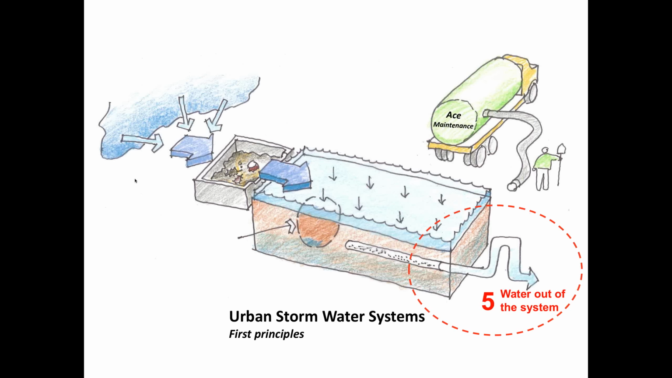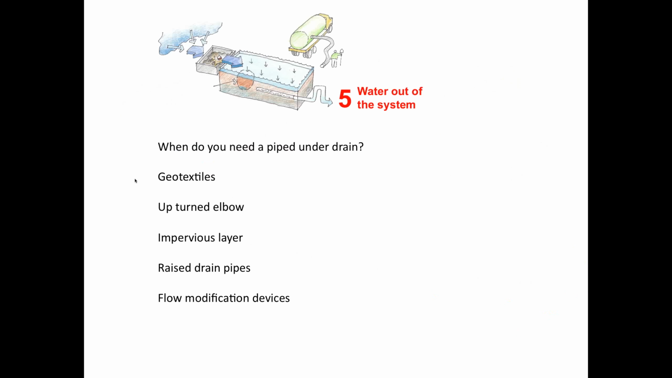Okay, so finally we have to get the water out of the system. We need to know, first of all, when do we need a pipe underdrain? We need to understand the function of geotextiles. I want to talk about this upturned elbow idea, impervious layers, the raised drain pipes, which I actually already covered a little bit, and flow modification devices.